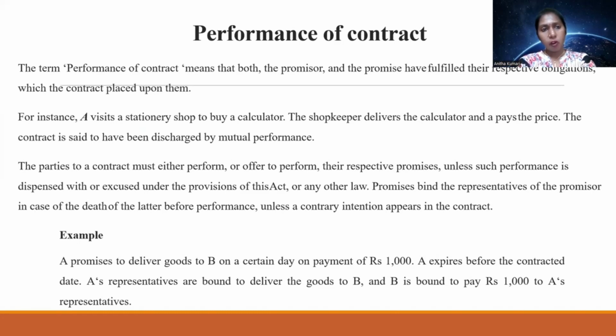Next one, performance of a contract. What is called performance of a contract? Performance of contract means both the promisor and promisee have fulfilled their respective obligations which the contract placed on them. When two parties enter into a contract, there are the promisor and promisee.